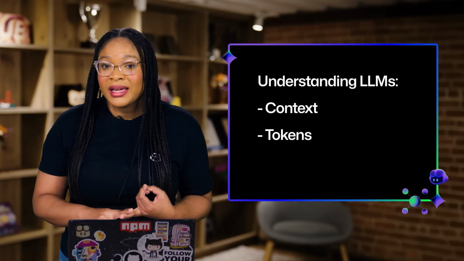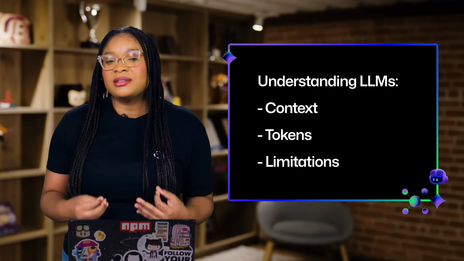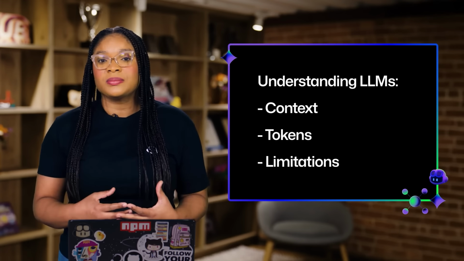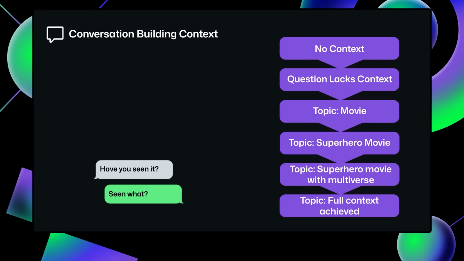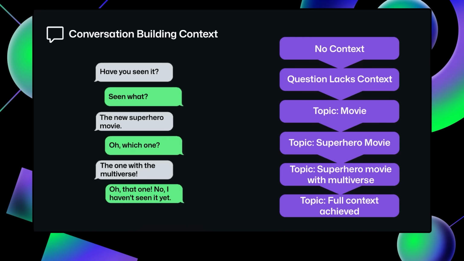There are 3 things you really need to know to understand LLMs: context, tokens, and limitations. Think of context as the surrounding information that helps an LLM understand what you're talking about. Just like in a conversation with a friend, the more context you have, the more the conversation will make sense.